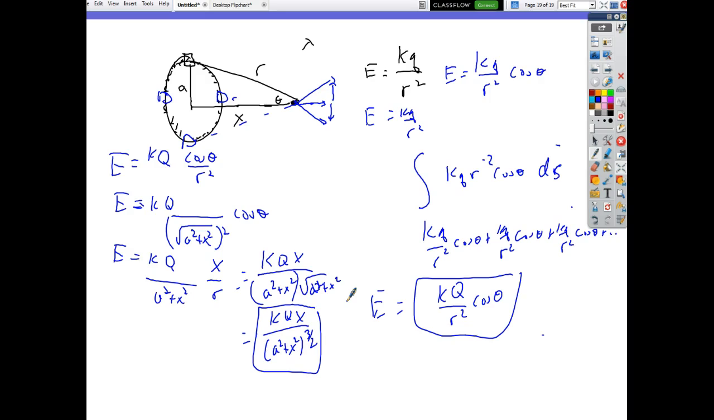Wait. This is the first power of a squared plus x squared, and this is the square root of a squared plus x squared, so that'd be 3 halves powers of a squared plus x squared. Where did the square at the bottom go? I squared the square root. Because the square root of r is a squared plus x squared, square root. So if I square that, I end up with a squared plus x squared.